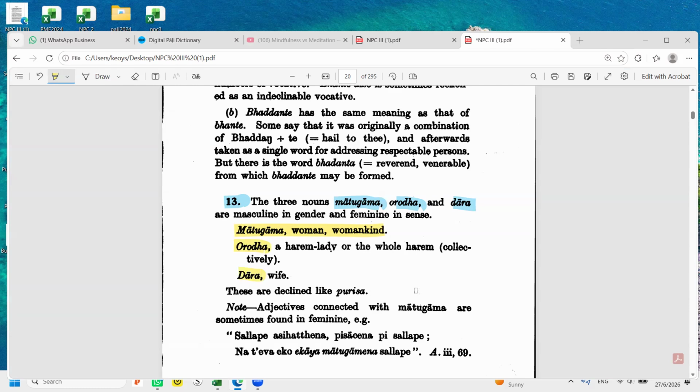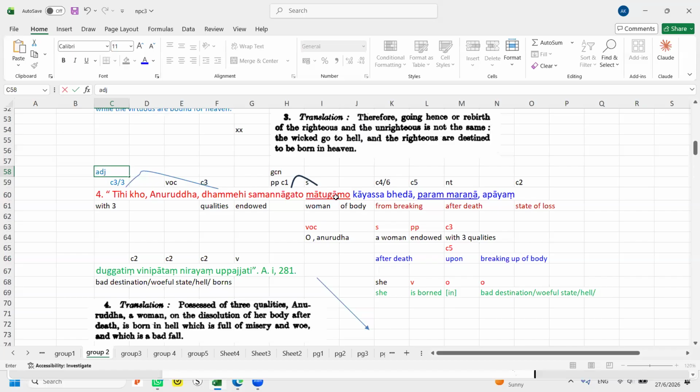All right. Okay, so they are declined like purisa, like a masculine noun, because this is a masculine noun. Okay. Go back to here. All right. So now our translation, vocative I put in front. O Anuruddha. And then can you see this is a masculine noun, masculine, feminine in sense? So that means a woman.